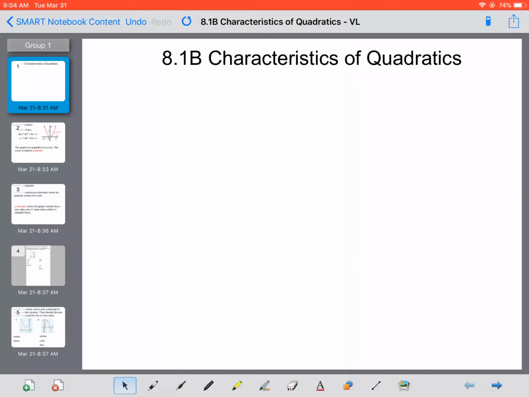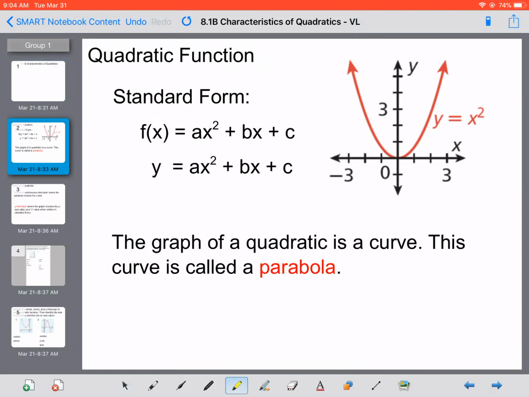Good morning. Today we're going to talk about a few more characteristics of a quadratic function. If you recall from yesterday, a quadratic function is a function that is in the form ax squared plus bx plus c, and it forms what we call a parabola, which is really a U-shaped form, whether it's opening up or down.